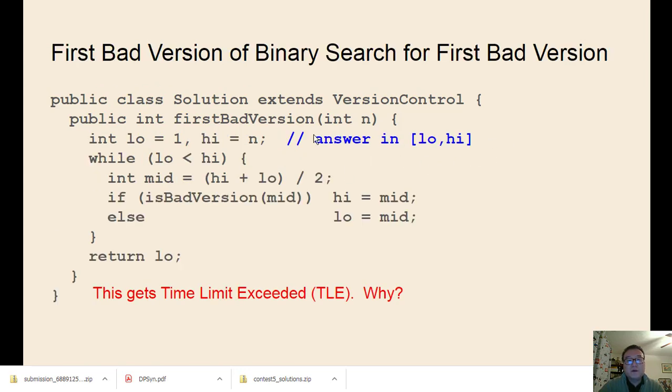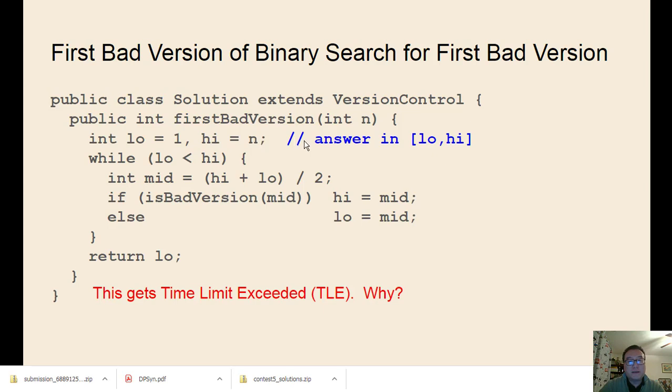So we use a binary search, where each time we check the middle in the range and ask whether that one is bad. If the middle one is bad, then we know the answer should be in the left side, because we've already seen a bad version. And if the middle one is not bad, it's good, then we know the answer is in the right half. So that's the basic idea of binary search. I think all of you are familiar with it.